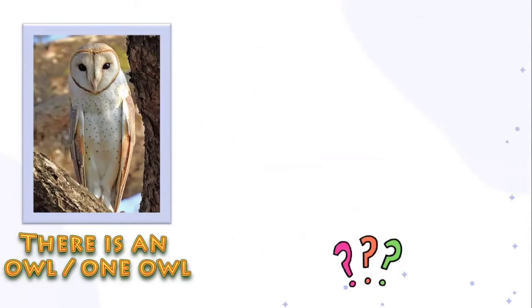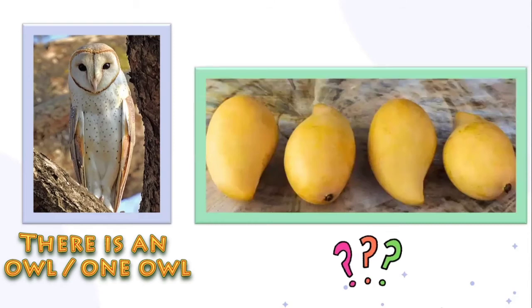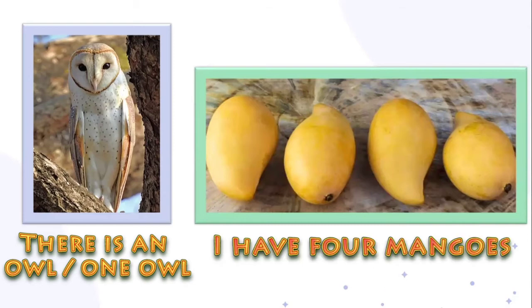How many owls are there? There is an owl, or there is 1 owl. Don't forget to use "an" before words that start with a vowel sound such as a, i, u, e, and o. How about this one? How many mangoes do you have? I have 4 mangoes.